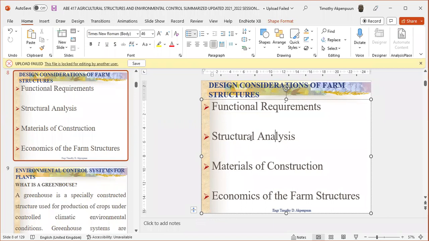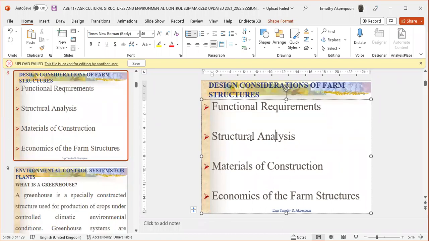Structural analysis. When you know the functional requirements, what is expected of that structure to do, that is when you'll be able to do the structural analysis. Maximum load, permissible load. And you're able to select members. What size of the beams and columns and struts. That's the structural analysis.